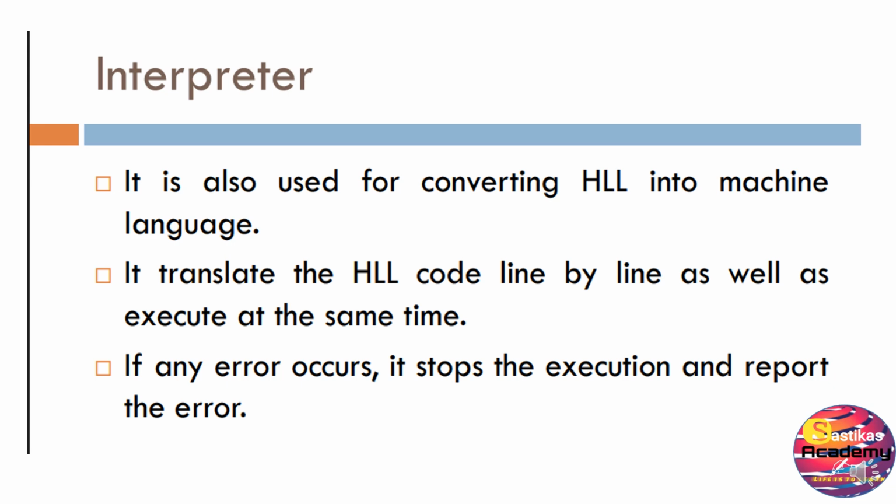An interpreter does line by line checking. It's also the same thing that the compiler is doing, but it checks line by line, with immediate errors. If any error occurs, it stops the execution and reports the error. So when we are typing line by line, it will display the error and we can immediately recover from it.